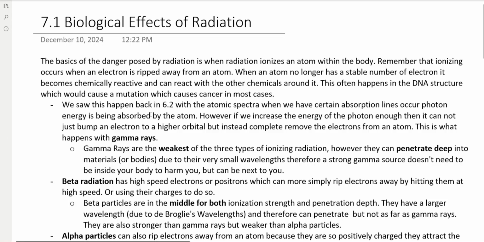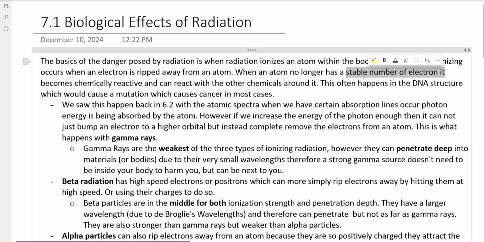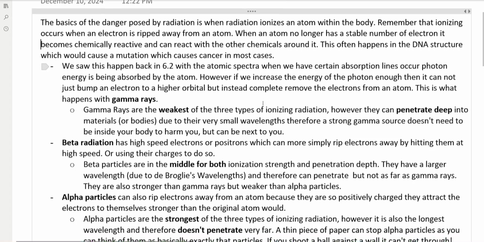Once it doesn't have the proper number of electrons, it is chemically reactive and reacts with other chemicals around it, and that's a problem. So this happens with DNA, which causes mutation and usually cancer.